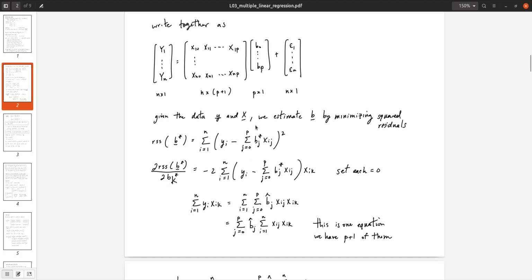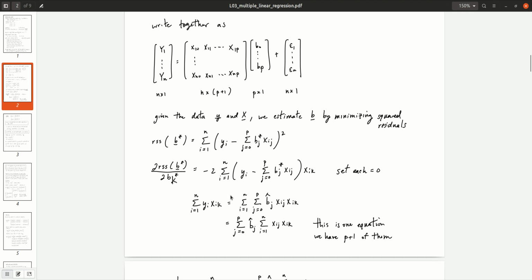We get a 2, we pull that out, we get a minus here, and so you get a minus 2, and it's yi minus sum j equals 0 to p bj star xij, and the part that comes out of the inside is whatever's multiplied by bk star, which is xik. So we get a set of p plus 1 equations. To estimate the regression coefficients, we set all of the equations to 0. So here's the kth equation. Taking this derivative and setting it to 0, you get this equation.